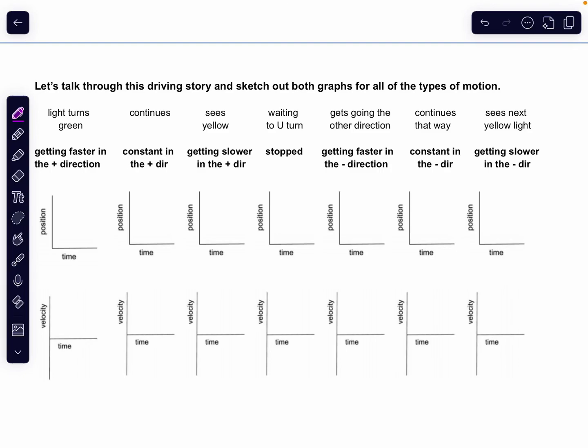Hello, physics students. Mr. Steenerson here, and we're going to walk through the scenario of a car and its motion and plot both the position-time and a velocity-time graph to match that. So let's take a look at what we have.